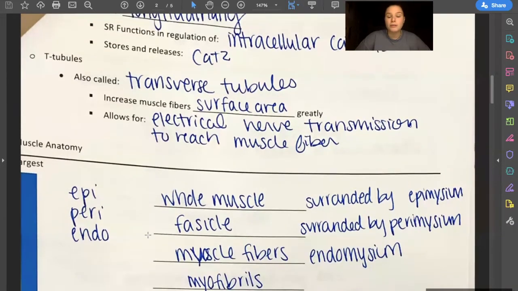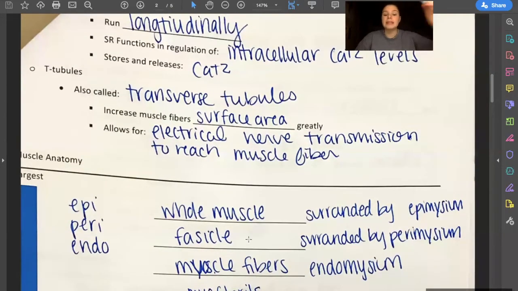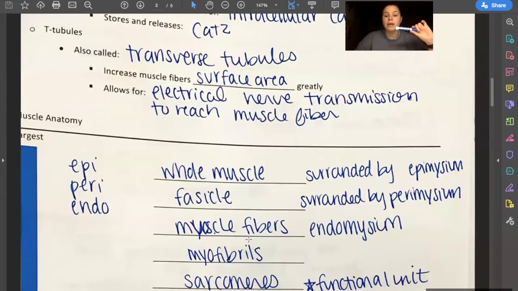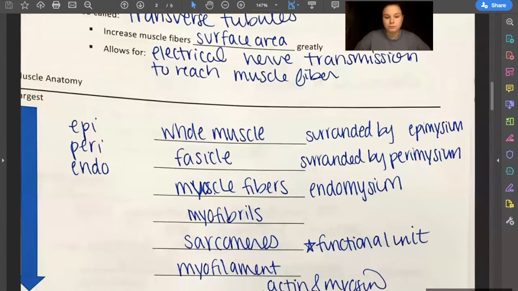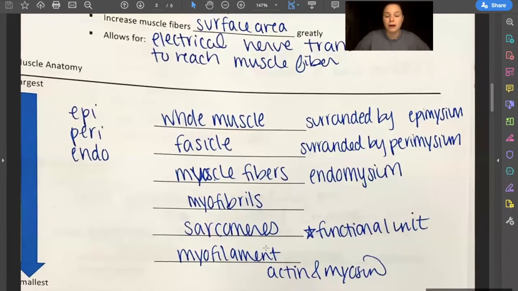And then we have the myofibril. Myofibrils are within muscle fibers. And then we have sarcomeres, which is so important: these are the functional unit. They're the smallest contractile unit. Don't let them trick you and say muscle fibers or myofibrils. Those are not the functional unit. They are not the smallest unit to contract. It's a sarcomere. And then we have our myofilaments, which are actin and myosin.